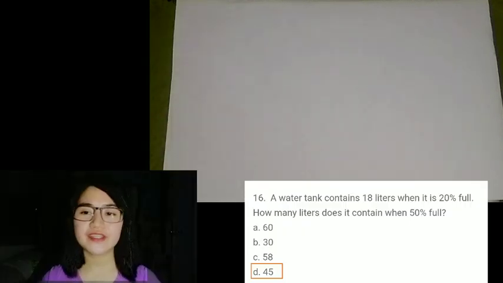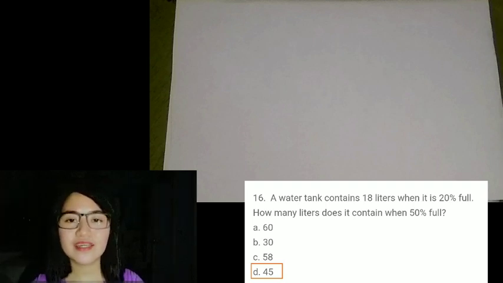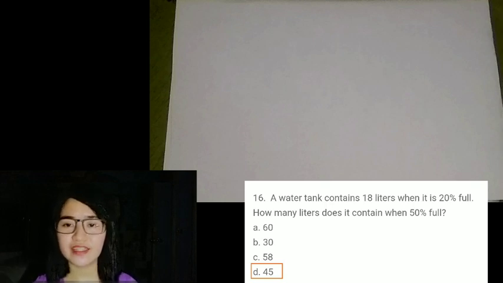A water tank contains 18 liters when it is 20% full. How many liters does it contain when 50% full? So, analyze muna natin maigi yung problem. So, sabi, yung water tank daw, kapag 20% full lang siya, 18 liters. And then, ang hinahanap sa problem is ilang liters naman kung 50% full naman siya. So, kung iintindihin natin na maigi, ibig sabihin, yung 20% ng water tank is 18 liters.